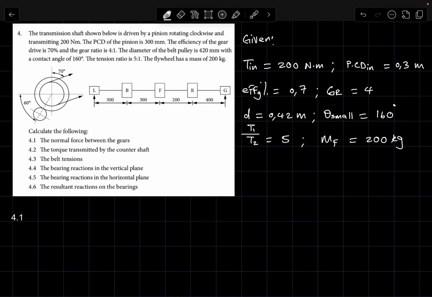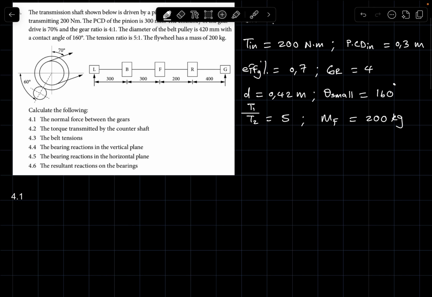All right, now let's look at 4.1. 4.1 says calculate the normal force. As you know, the normal force is the force that we get in gear systems, where the pinion and gear wheel come into contact. So they want us to calculate the normal force here.